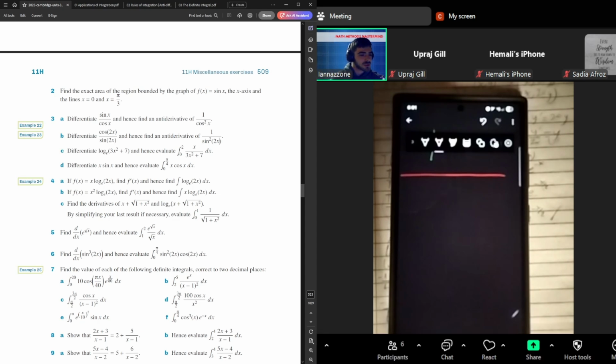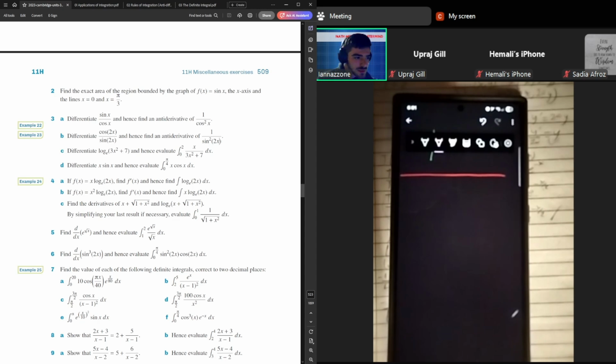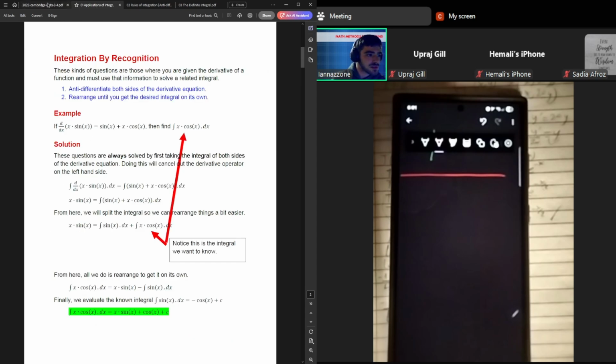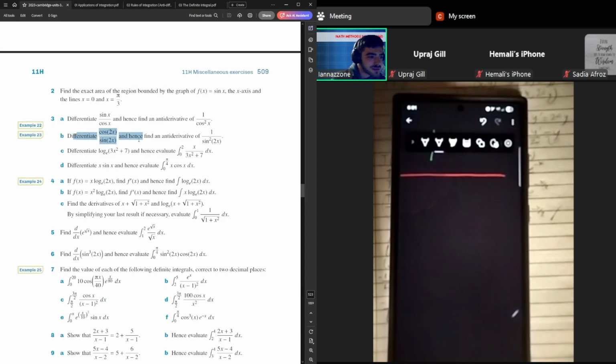Maybe one thing I'll start by doing is saying why that is the way it is. If you've got differentiate and anti-differentiate in the same line of text, it's going to be this kind of question, right? Find the derivative of this and then use that information to find an antiderivative. That's why it's this kind of question, integration by recognition. Even if you don't see the derivative operator and an equal sign, it's still the same sort of thing.